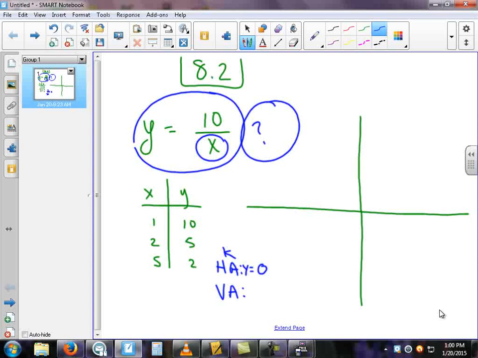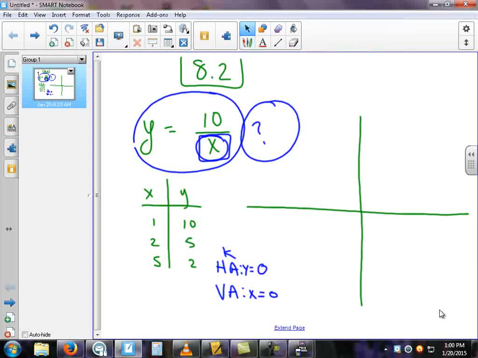And then for the vertical asymptote, we're asking, what makes the denominator 0? This thing that has the x in it, I want to make it 0. What number do you plug in for x? The only thing you can plug in is 0. And so we're going to have a vertical asymptote at x equals 0. Think about making the zeros of the denominator.